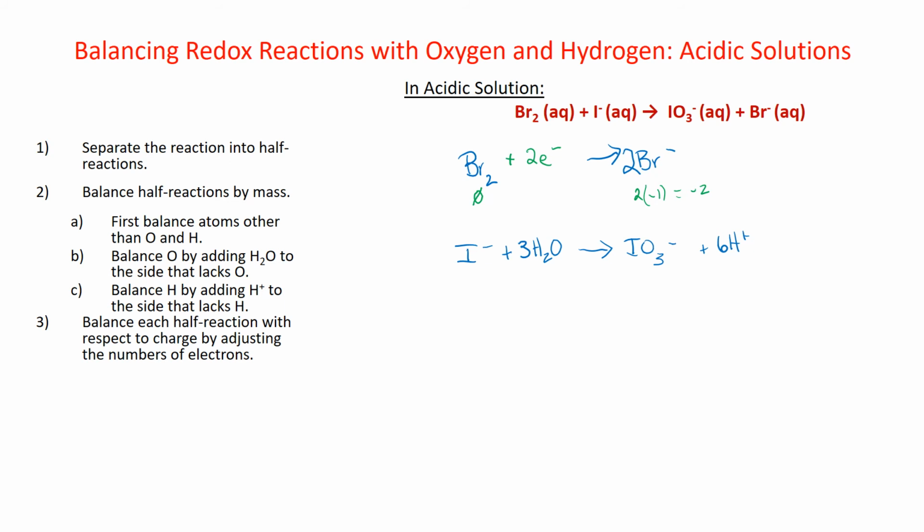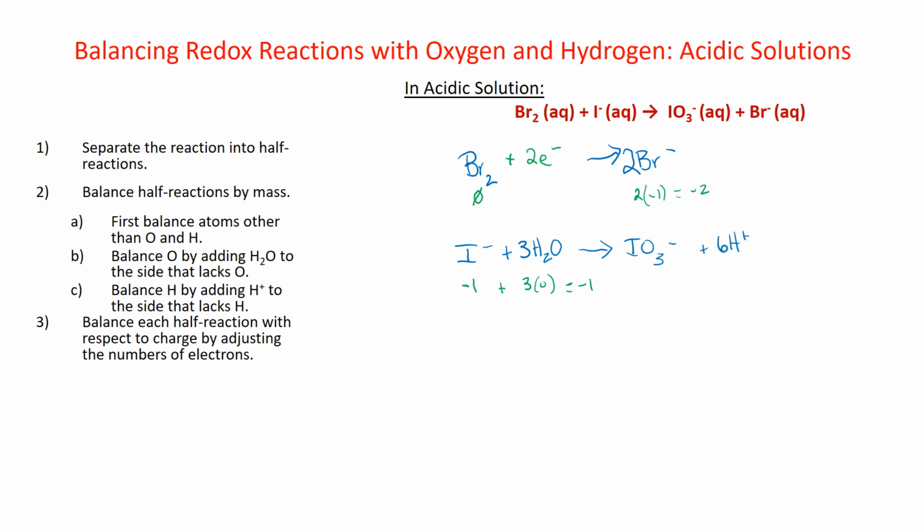Okay, we're going to do the same thing for the second half reaction. We've got to add all of these terms, their charges together, to figure out my total charge. So I've got a -1 for the iodide. My water is neutral. Again, there's no charge there, so that's 3 times 0, which is just 0. So this gives me a total charge on the left of -1.